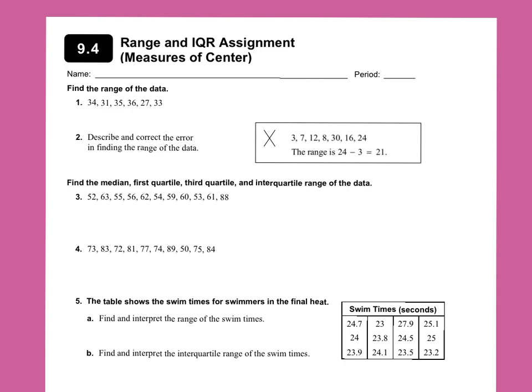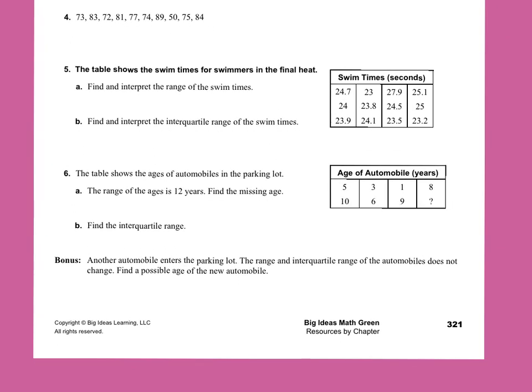Now down here, the data is represented a little bit differently. It is actually in a table, but that's still the same. You're going to put these numbers in from least to greatest, and you're going to find the range. You're going to find the interquartile range. And this one right here, the table shows the ages of automobiles. It gives you the range, which is 12. So it wants you to find what that missing number is right there.